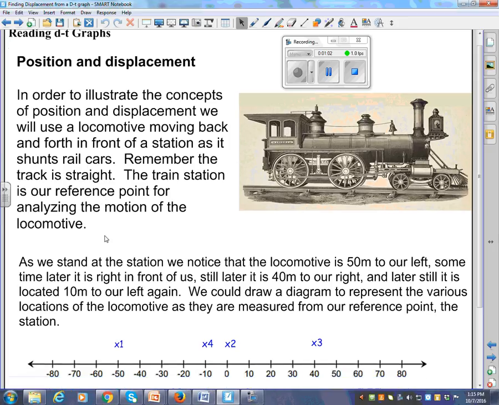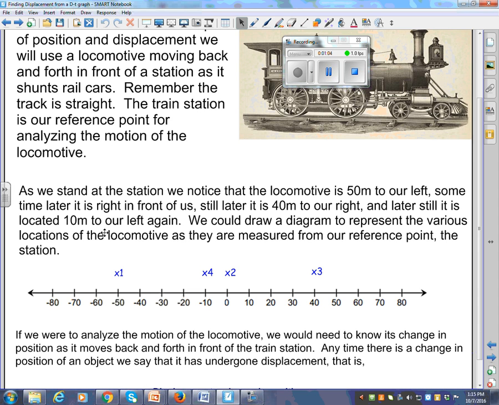As we stand at the station, we notice that the locomotive is 50 meters to our left. Sometime later, it's still in front of us. Still later, 40 meters to our right, and later still, located 10 meters to our left again. We could draw a diagram to represent the various locations of the locomotive as they are measured from our reference point, the station. So here's the station. If you want to label it, you can. I'm just going to circle it in red. That is our frame of reference, our origin, right?